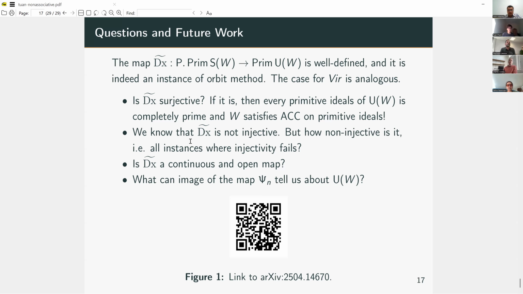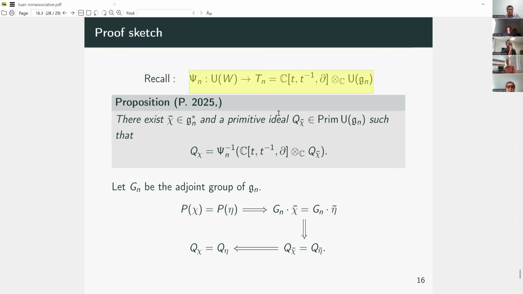Can you give a conceptual explanation of the map psi n, where it comes from? Do you have anything like that? Where it comes from? It looks kind of like an exponential map in a way.